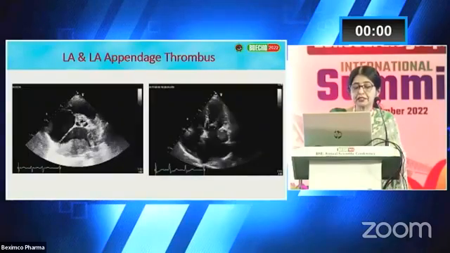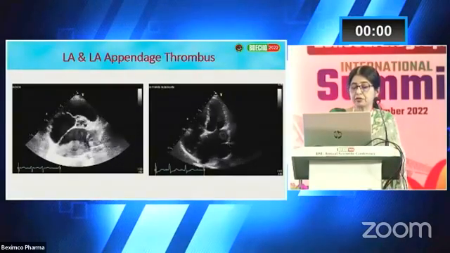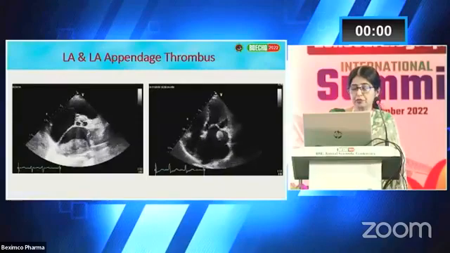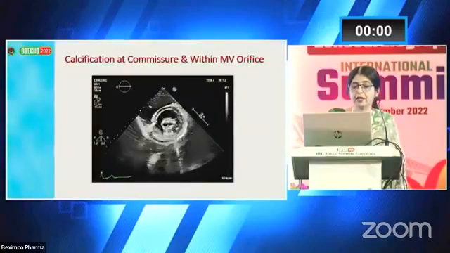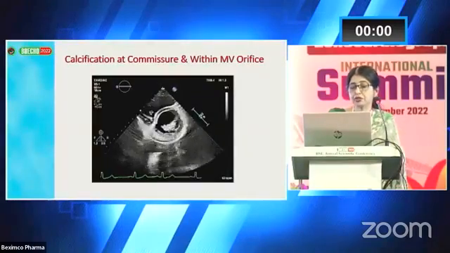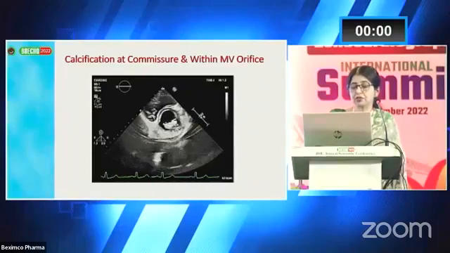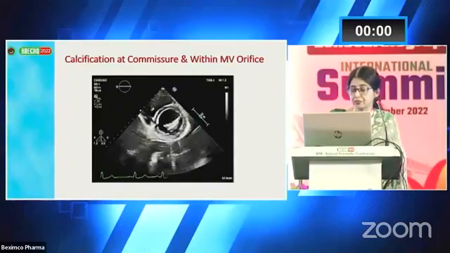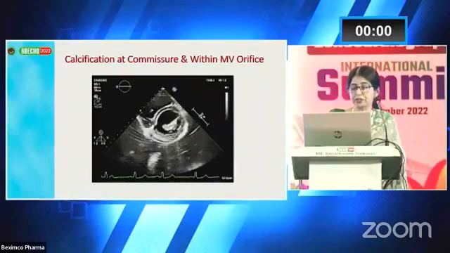So here we can see the LA appendage thrombus. On the right, there is a valve thrombus, a ball valve thrombus. These short axis views show there is commissural calcification, with calcification within the valve orifice. So PTMC is contraindicated for this patient.